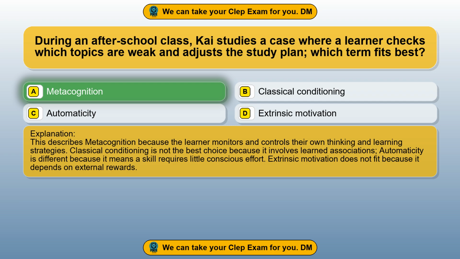Classical conditioning is not the best choice because it involves learned associations. Automaticity is different because it means a skill requires little conscious effort. Extrinsic motivation does not fit because it depends on external rewards.